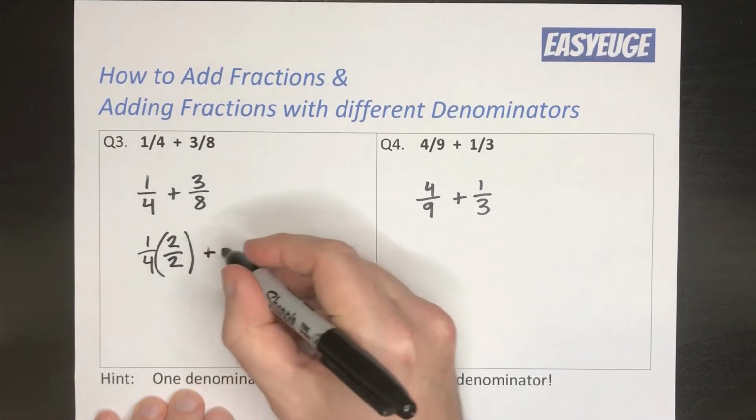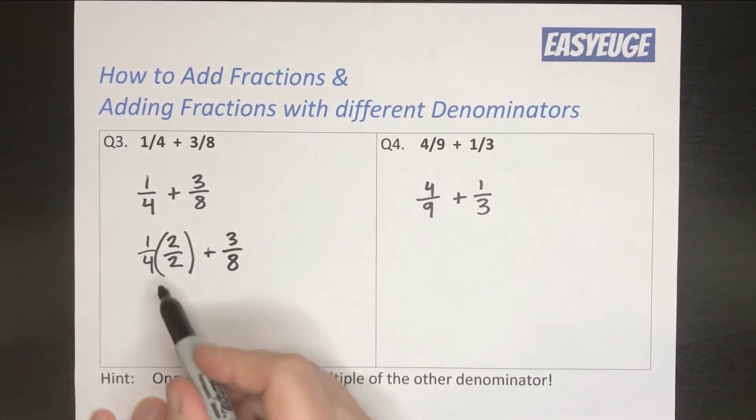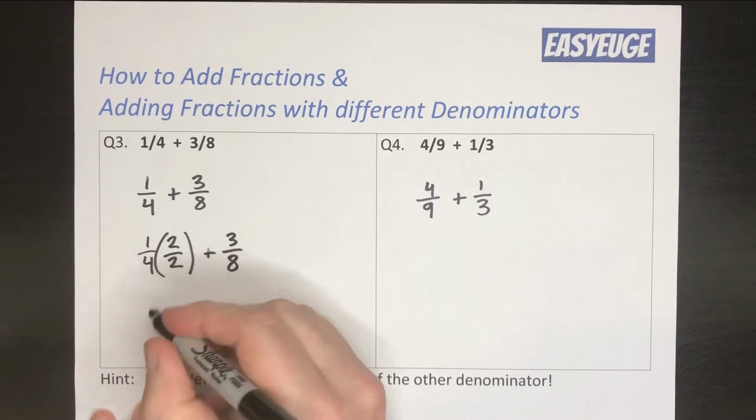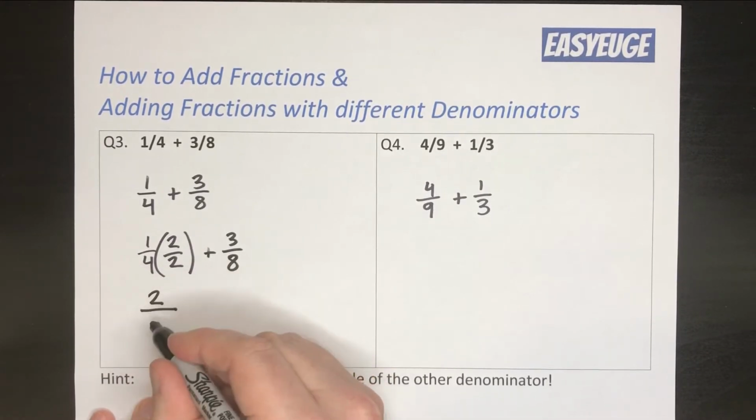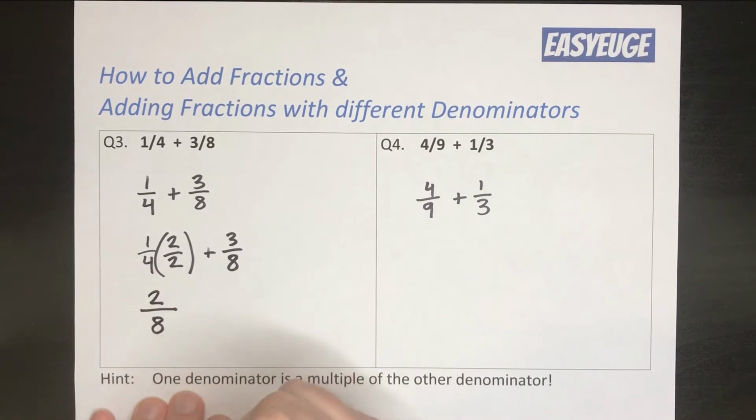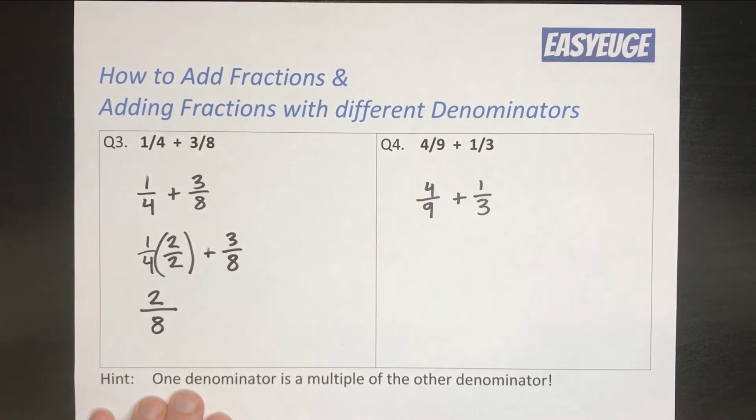Okay, and then we'll add on our 3/8. So let's work out this part here. 2 multiplied by 1 is 2. 4 multiplied by 2 is 8. So 1/4 can be written as 2/8, and that's correct. Okay, so multiplying by 2/2 didn't actually change the value of the fraction.